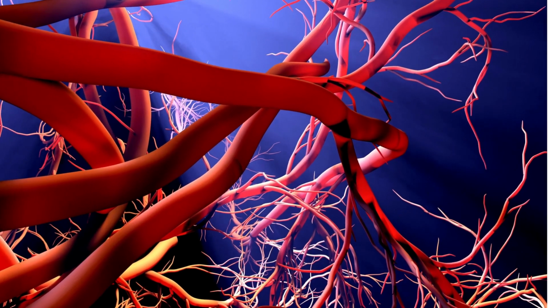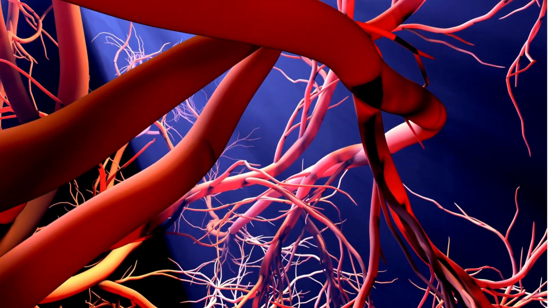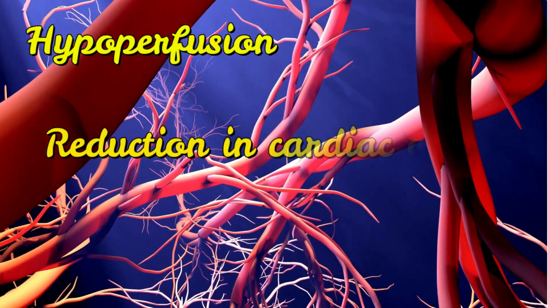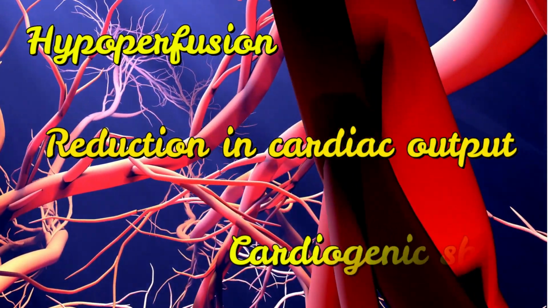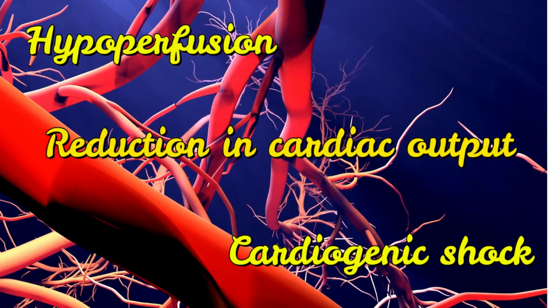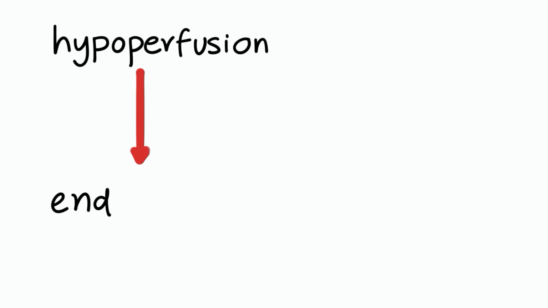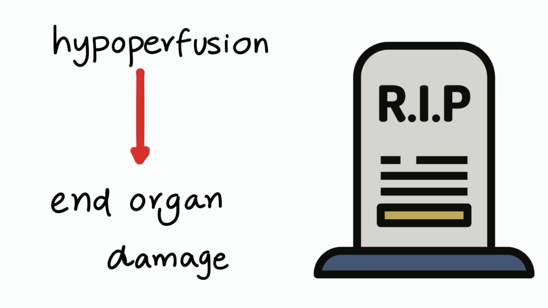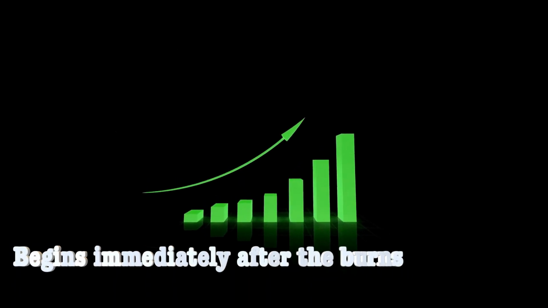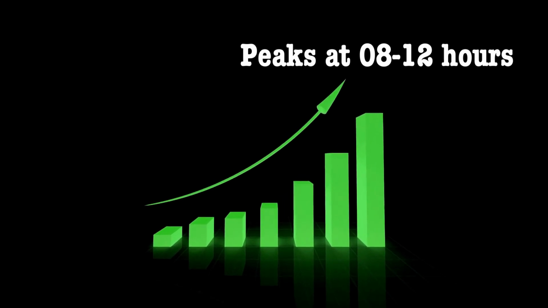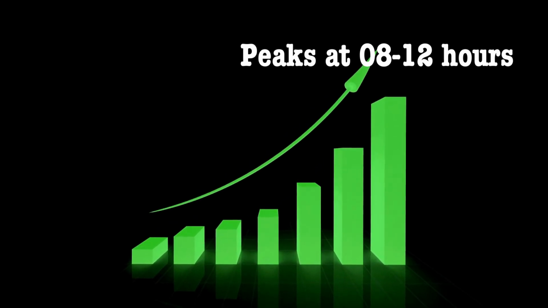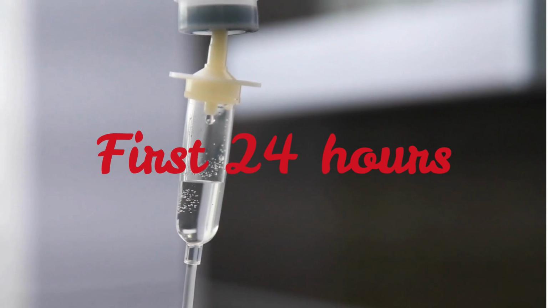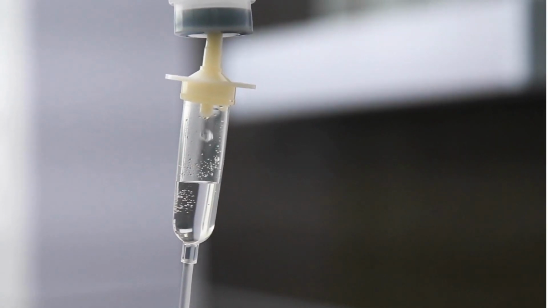So as a result, there will be hypoperfusion of the tissues, decreased cardiac output, and cardiogenic shock, which can be life-threatening. If left untreated, hypoperfusion can lead to end-organ ischemia, and unfortunately, this patient can die because of this. The process begins immediately after a burn and it peaks 8 to 12 hours later. Therefore, the first 24 hours after a burn injury is critical for fluid resuscitation.